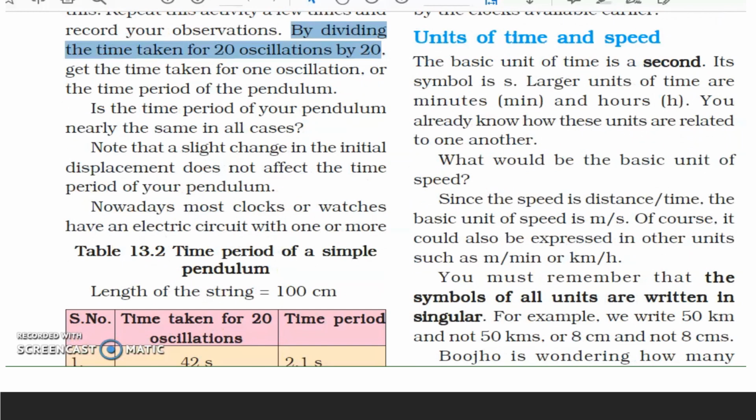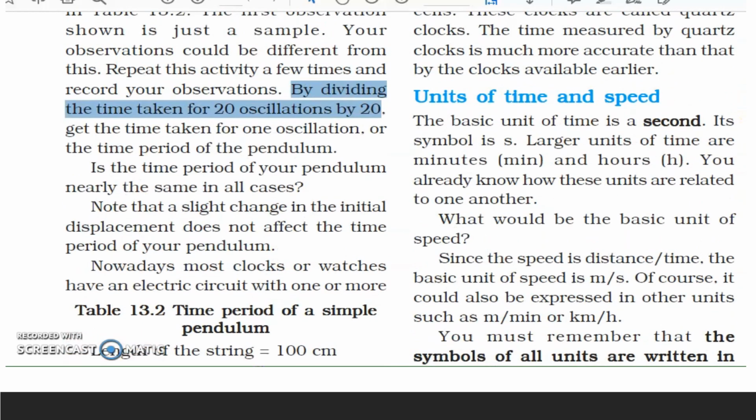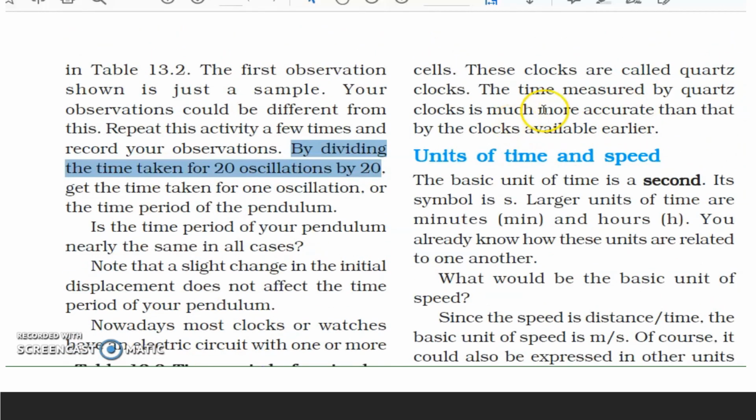Nowadays, most clocks or watches have an electrical circuit with one or two cells. These are known as quartz clocks, and they help us to measure time quite accurately in comparison with the clocks that were available earlier. Now, units of time and speed.